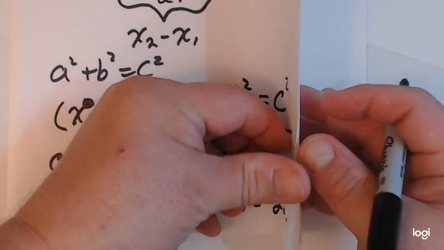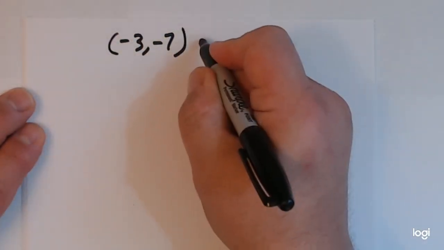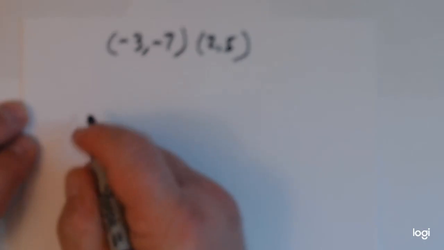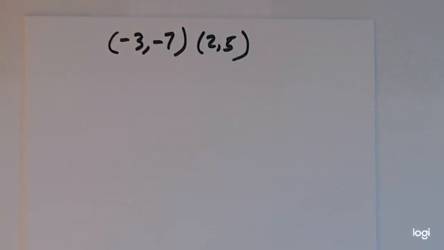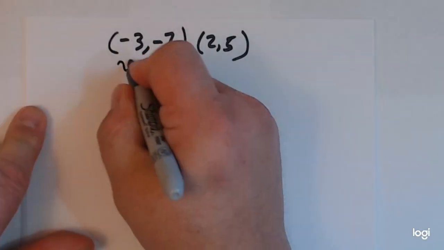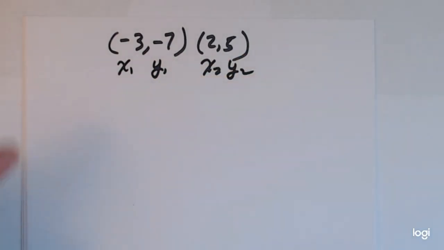So, let's go back to that problem where we found the midpoint of -3, -7, and 2, 5. Let's go back to that and find the distance. -3, -7, 2, 5. So remember, we have to keep close track of what we're labeling. This is x sub 1, y sub 1, x sub 2, y sub 2.